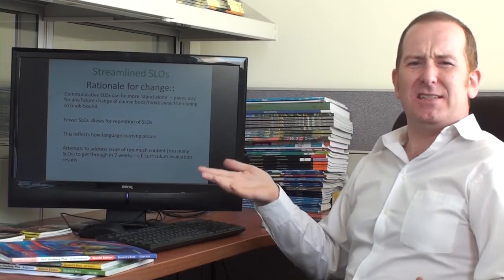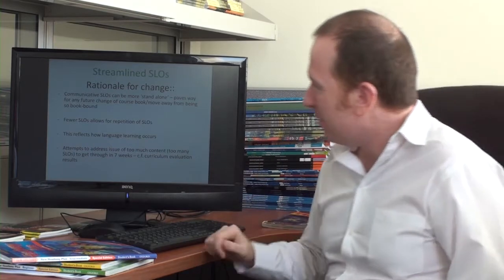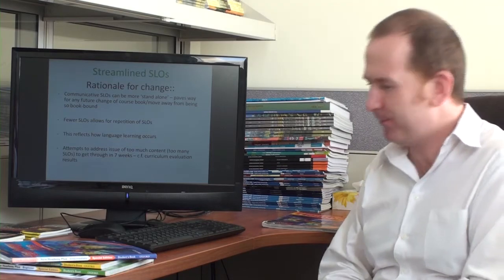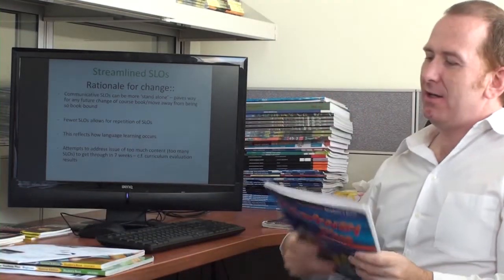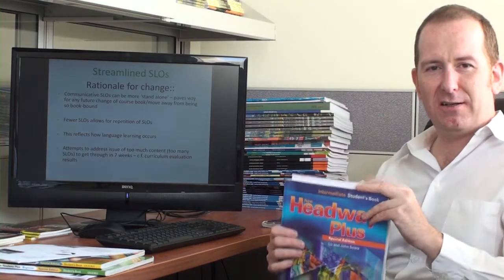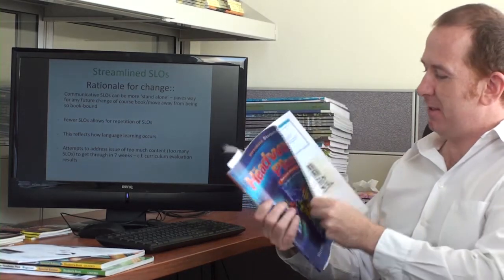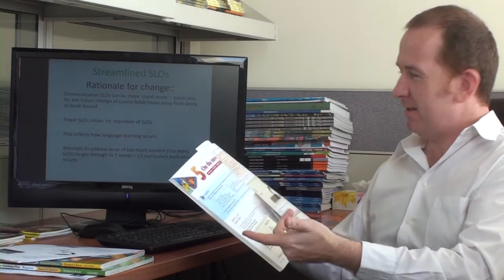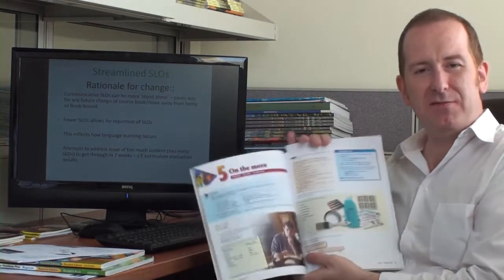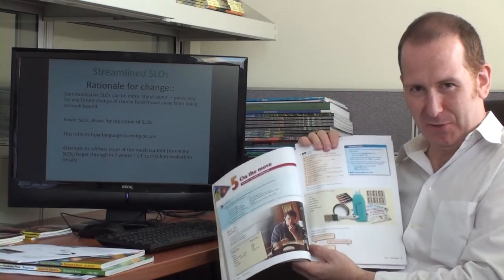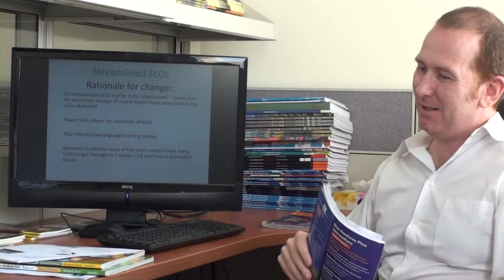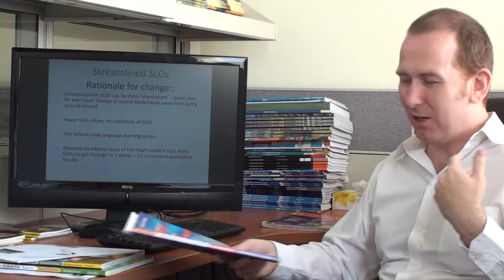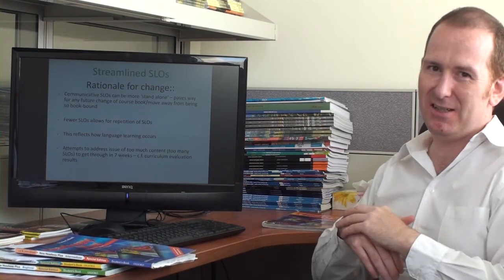So why did we change these SLOs? First reason is with an eye on the future, really. The pacing guide that I showed you earlier has coursebook page reference numbers. It refers very, very closely to the coursebook. The curriculum seems to be very, very book bound at the moment. Now, that's the situation at the moment, but we are trying to move away from that.